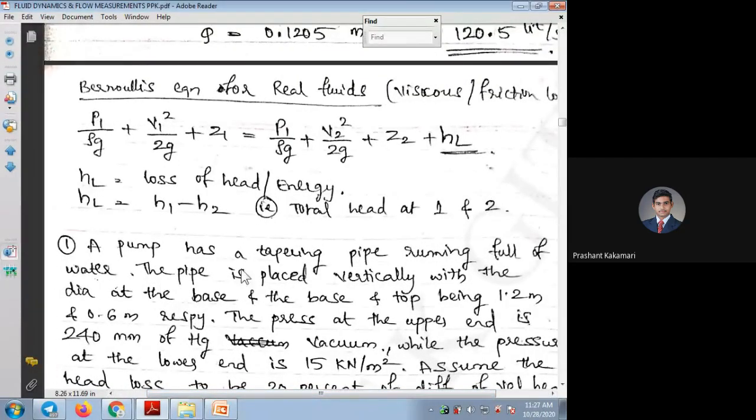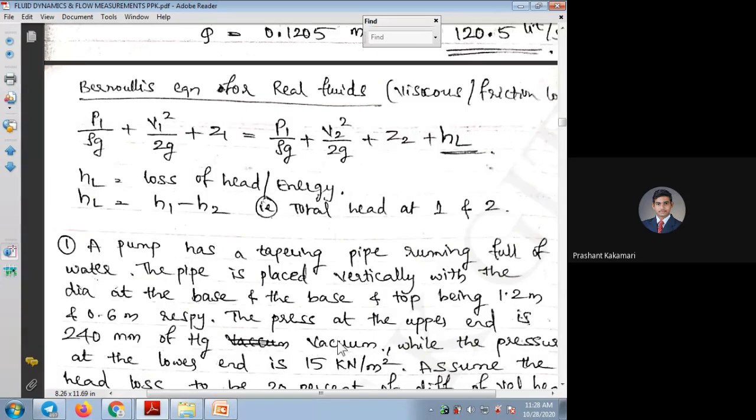In this, a pump has a tapering pipe running full of water. The pipe is placed vertically, with the diameter at the base and the top being 1.2 meters and 0.6 meters respectively. So here the base diameter and the top diameter are given. The base diameter is larger, 1.2 meters, and the top diameter is 0.6 meters respectively.